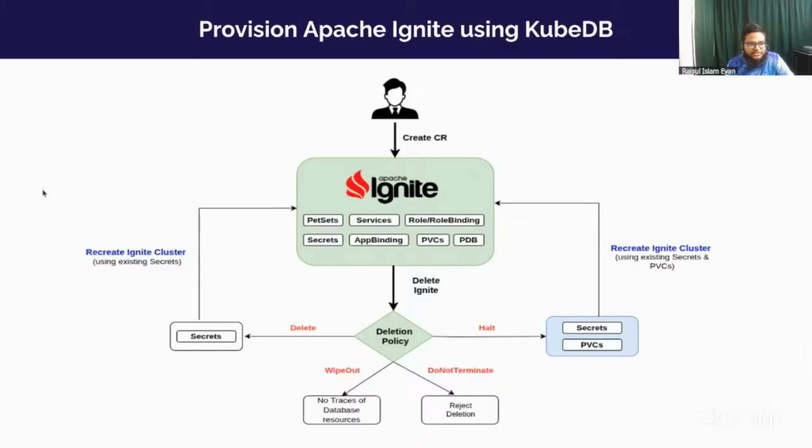Here comes the deletion policy. Here you can see that there are four types of deletion policy. If you use deletion policy halt, it will delete the database, but not all the resources like secrets and PVCs. If you use deletion policy do not terminate and try to delete the database, it will reject the deletion. If you use deletion policy delete, then it will delete the database but not all its resources like secrets. If you use deletion policy wipeout, it will delete all the resources it created. There will be no more trace of database resources. Here we can also recreate the Ignite cluster using the existing secret and PVCs.